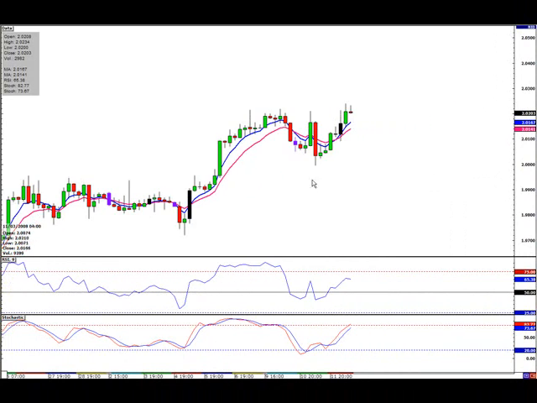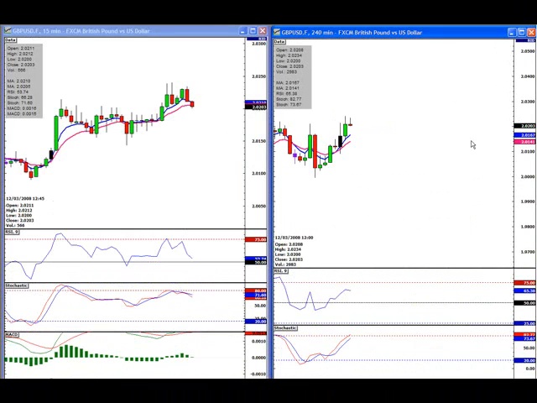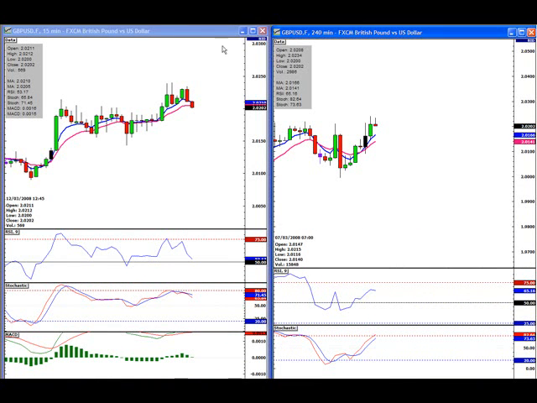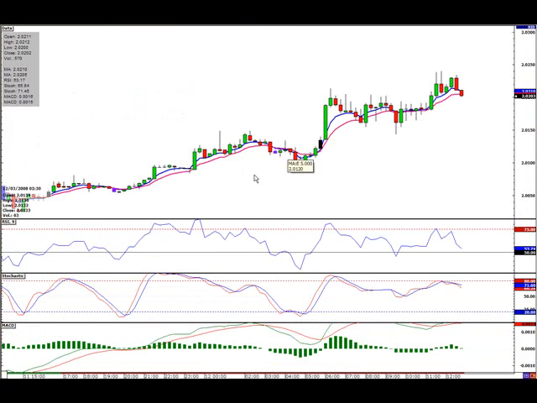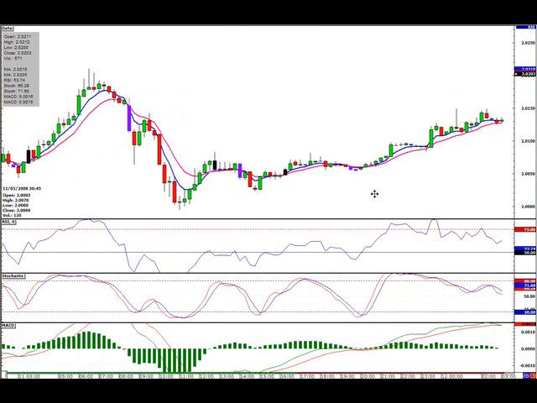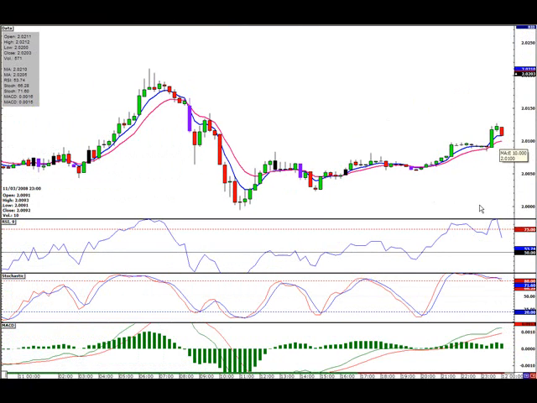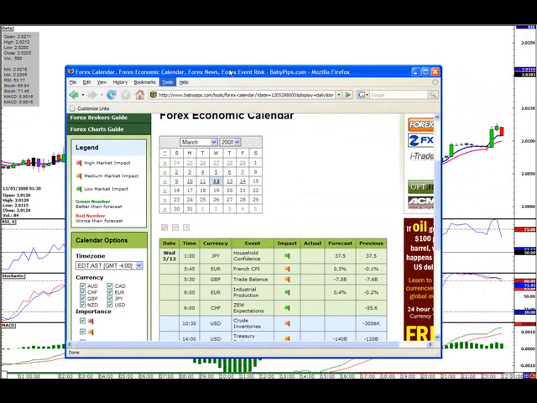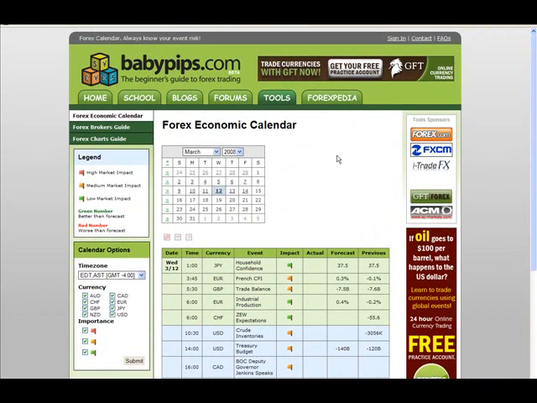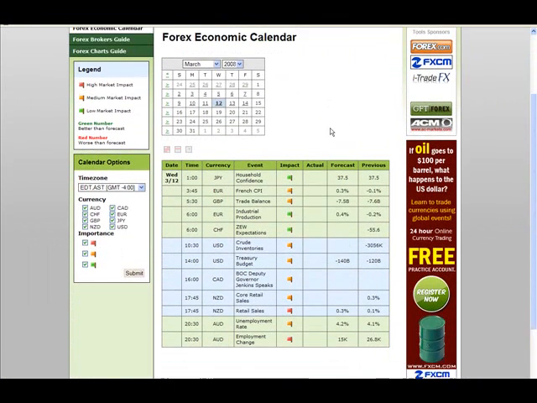All right, now that we've determined our trend, we'll go to our 15-minute chart here. Again, I'm going to zoom back in time and start right around midnight, which is when I start looking for trades. The first thing we're going to do before we start any trading is take a look at what news events we have for the day. So I'm going to pull up my handy dandy Baby Pips economic calendar.